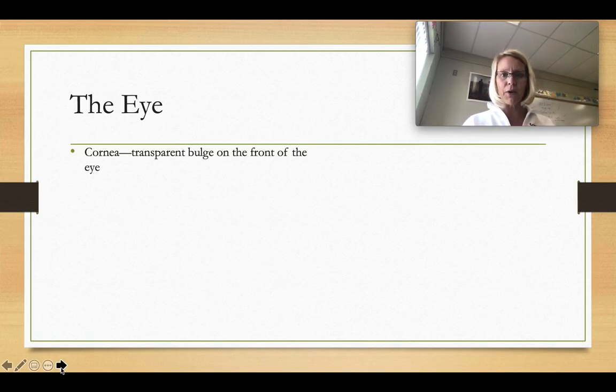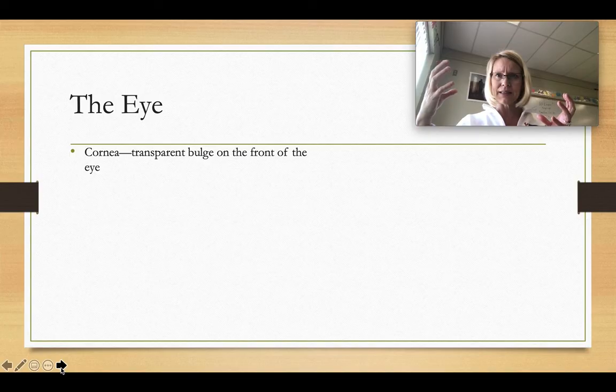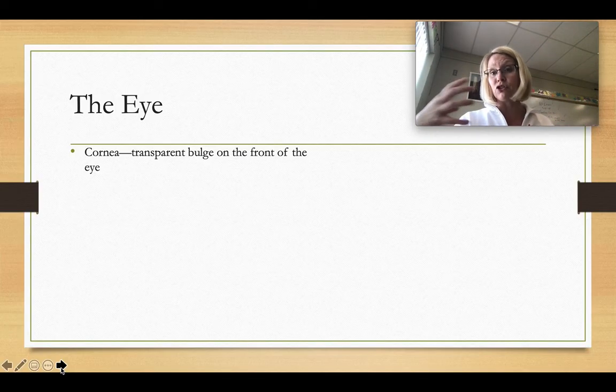We're going to start talking about the cornea first. The cornea is the transparent bulge on the front of the eye. It's the part where light enters into, and think of it as like that protective layer.